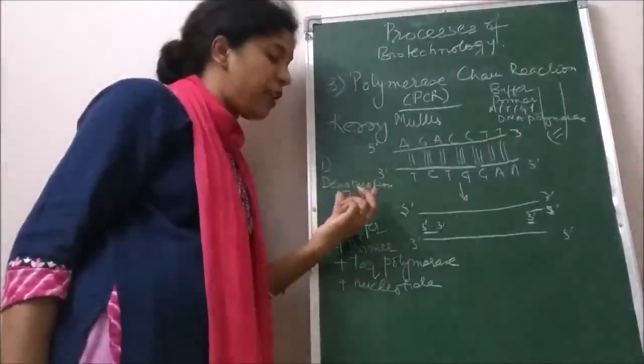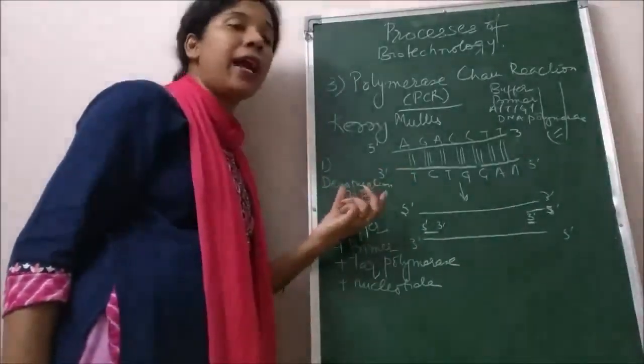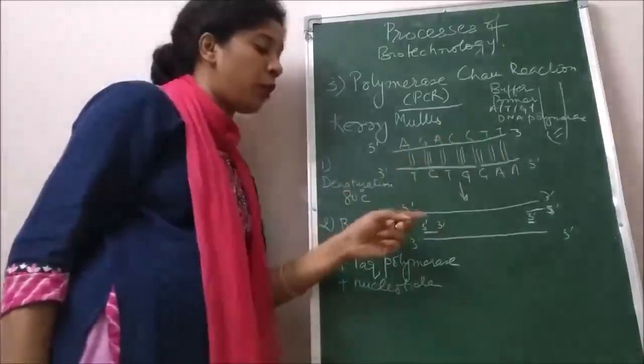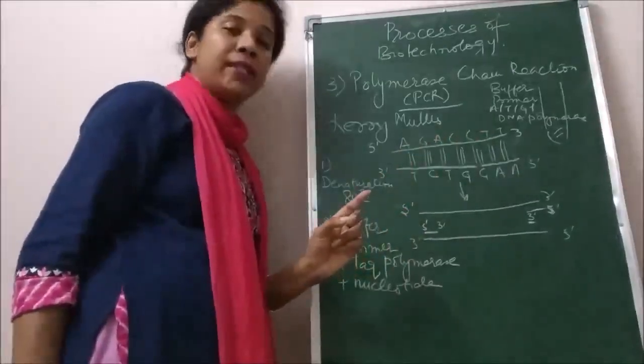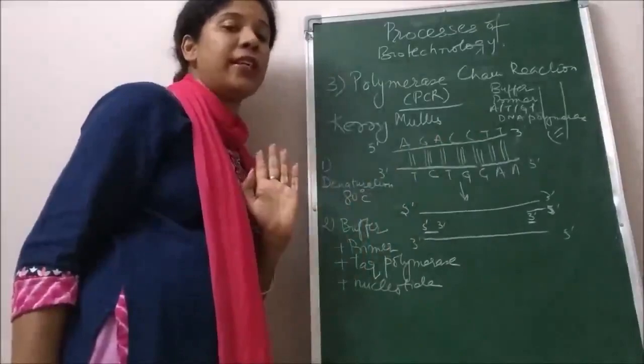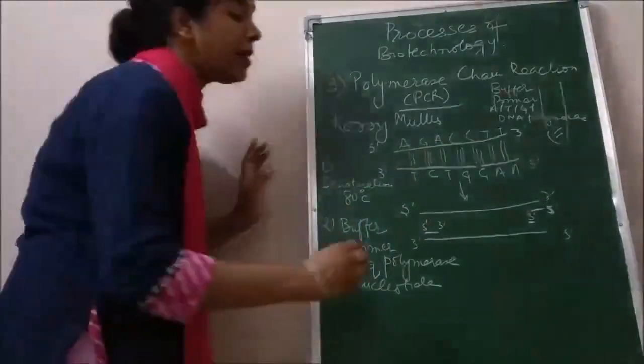Then you increase the temperature to 80 degrees centigrade. At this high temperature, these hydrogen bonds will be broken and both the strands are going to get separated. This step is called denaturation. The second step is called annealing.